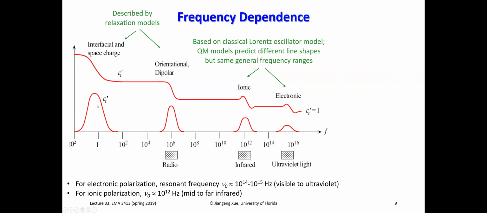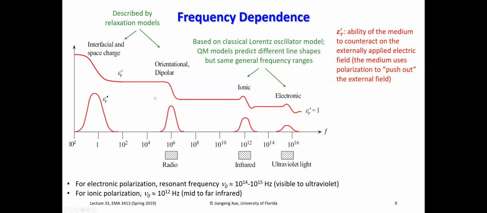So overall, now we can look at the meanings of the real and imaginary parts of the dielectric constant. The real part is really the ability of the medium to counteract the external applied electric field, because we have the depolarizing field, and the depolarizing field scales with the electric susceptibility. So for a material that has a larger dielectric constant, the depolarizing field will be stronger, so it can more effectively screen the external field.